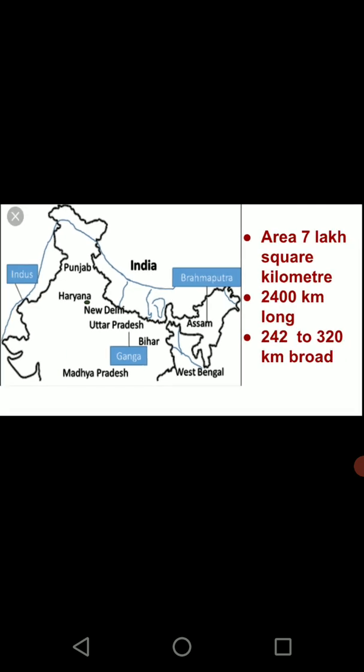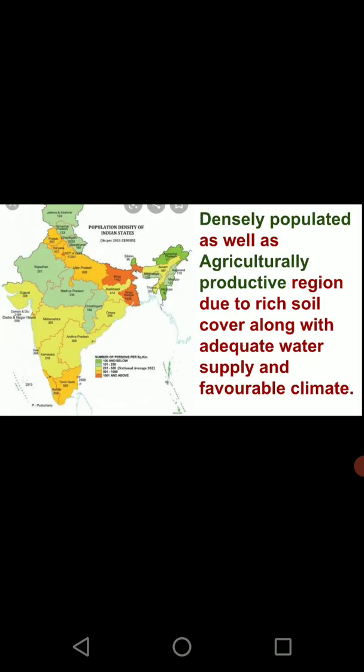You will see over here the states covered by the Northern Plain. Its total area is 7 lakh square kilometers, and the total length is 2400 kilometers. This region is very much populated because it is agriculturally very productive, has a favorable climate, and enough water supply.